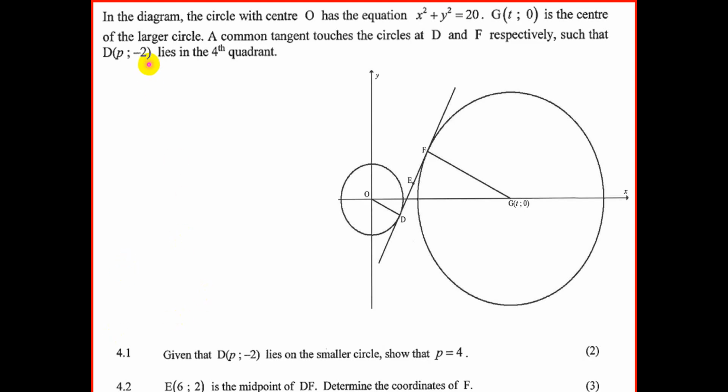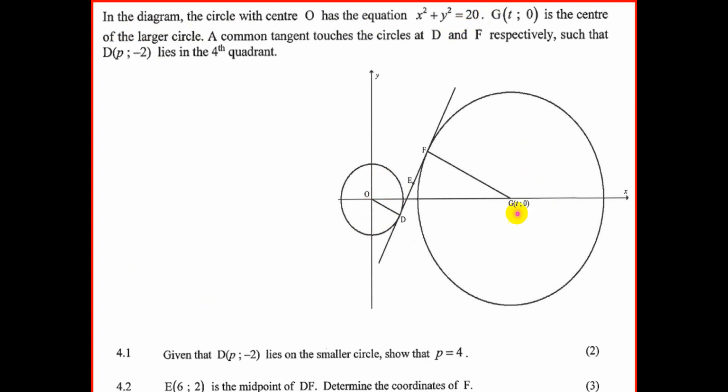So we're going to question 4, and it reads, in the diagram, the circle with center O has the equation x squared plus y squared equal to 20. So there's our circle center O. And remember that if we have 20, that represents r squared. Your radius will be the square root of 20.